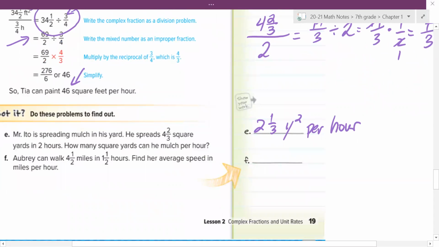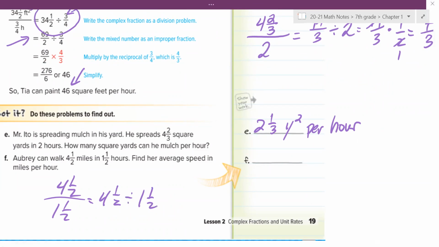Next one, Aubrey can walk 4.5 miles in 1.5 hours. Find her average speed in miles per hour. So miles is in the numerator. So we have 4.5 divided by 1.5. I'm just going to type that right into my computer. I'm not going to do all that work longhand because we don't need to waste that time.